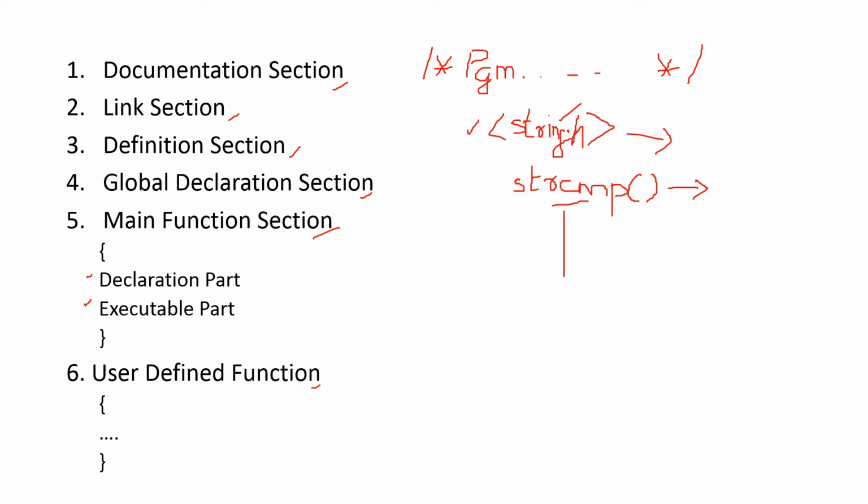Next is the definition section. In a program, suppose you are using the universal constant pi, and the value is 3.14. We know that. And this is a constant. So what you can do is define pi as 3.14 in the definition section. That's how constants can be defined. The values are not changing, okay?